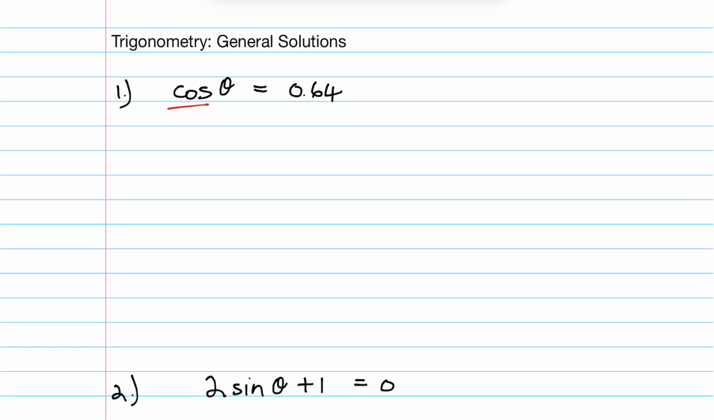When you have cos theta equal to 0.64, you want to do the inverse of cos to get what's known as the reference angle. So we want to find the reference angle by saying shift cos 0.64, and that should give us an angle of 50.21 degrees.